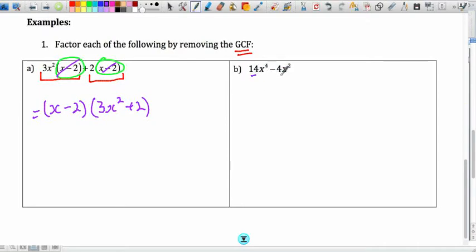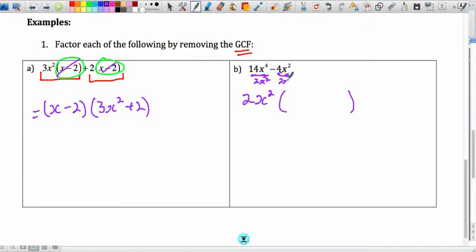Okay, GCF for the second question. So I'm going to look at 14 and 4 and figure out the biggest number that can be divided into each of those. In this case I'm going to take out 2. I have an x to the power of 4 and an x squared. I want to take out the most that I possibly can, so I'm going to take out an x squared. Remember, when you take something out, effectively what you're doing is dividing, because factoring is the reverse process of distribution, and distribution is multiplying.